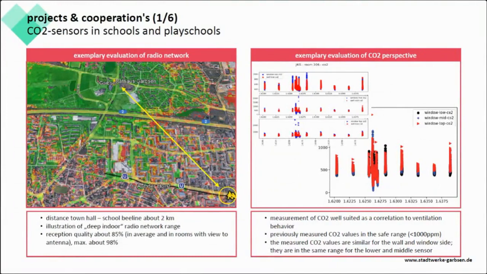The left picture shows the deep indoor network range. Our first antenna is located on the town hall. You can see it in the middle of the picture, and the school where the sensors are installed is in the right bottom corner. The beeline between these sensors and the antenna is about 2 kilometers.